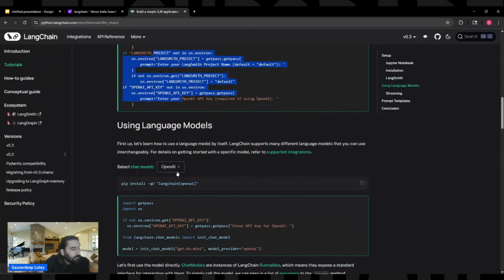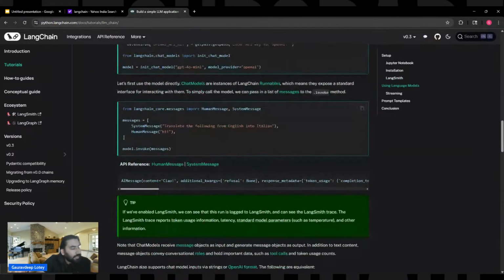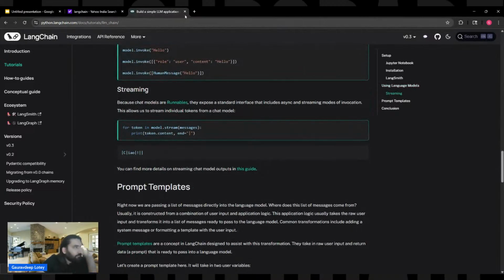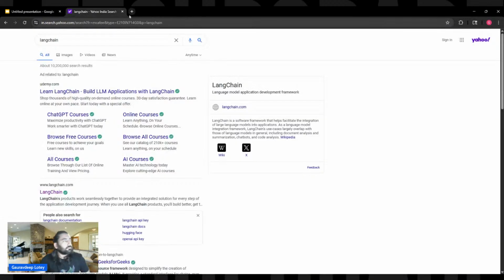And which model do you want to use? If you want to use OpenAI, put your OpenAI key here, and you will get the complete code. You have to stream a response and things like that. Okay. So Langchain is a framework which will be used to design a RAG-based solution, to design LLM-based solutions. It's a framework for that.